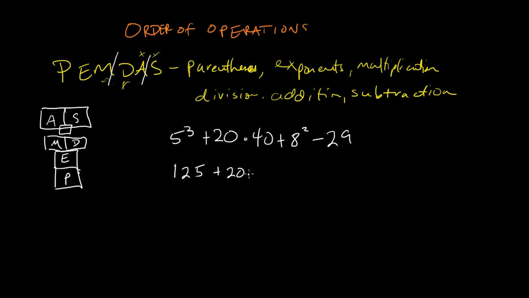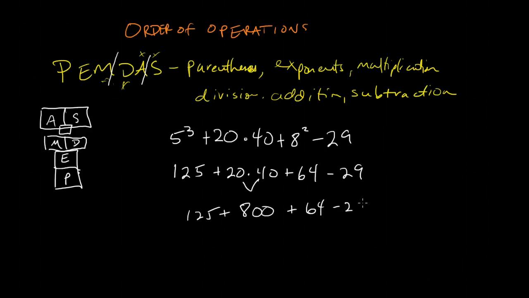Plus 20 times 40. Now plus this 8 to the second power is 64. 8 times 8 is 64. Minus 29. Okay, so the next step is to do either multiplication or division, whichever comes first from left to right. That's addition, so we won't do that one. Here we go. We have to do this one here. So that's 20 times 40 is 800. So that's 125 plus 800 plus 64 minus 29.